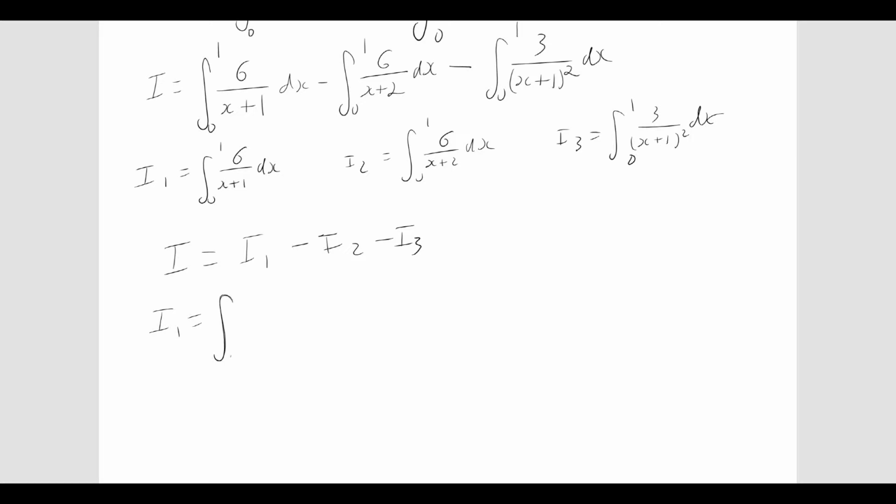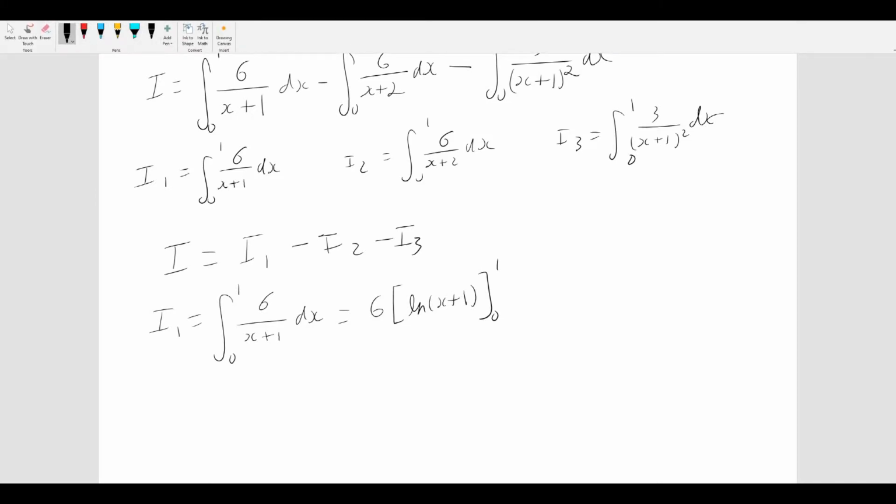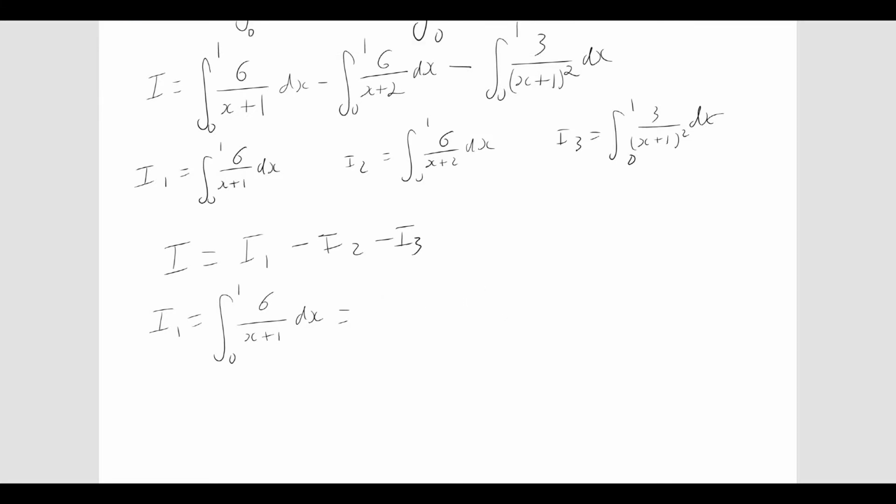I1 is equal to the integral from 0 to 1 of 6 over x plus 1 dx, which a lot of you will probably see straight away is going to work out like that. If you can see that, just skip ahead. If you aren't entirely confident yet, I'm going to do this by a basic substitution.